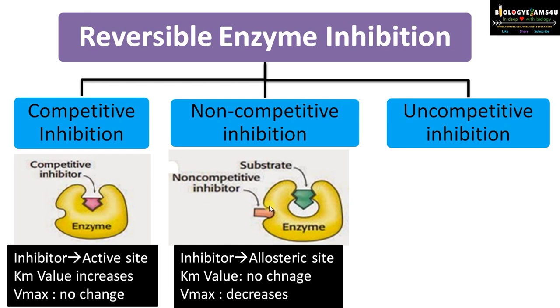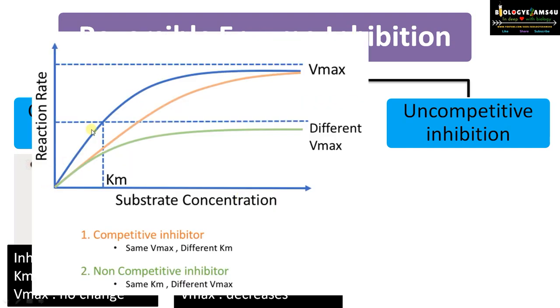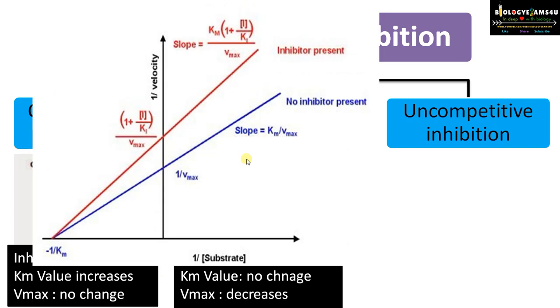So this is the Michaelis-Menten plot, and this green one is with the non-competitive inhibitor. As you can see, the Vmax has decreased considerably, whereas the Km value remains the same. And this is the Lineweaver-Burk plot of non-competitive inhibition. Here also you can see this Km remains the same. The point of Km, the intersect on this axis, remains the same, whereas the Vmax value has changed, indicating that in the presence of inhibitor, the Vmax has decreased.